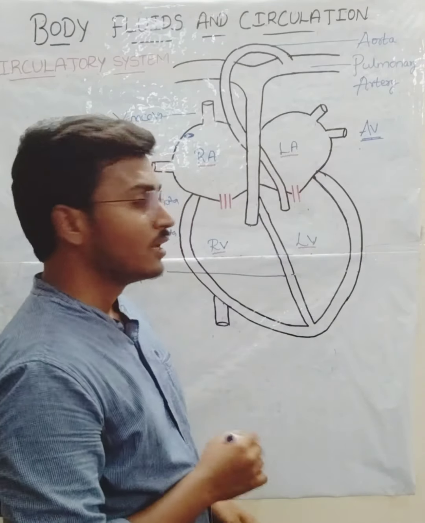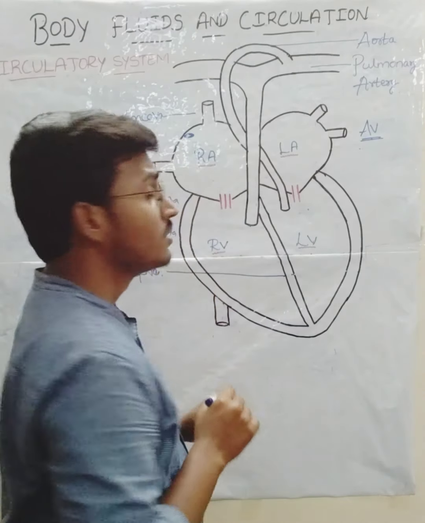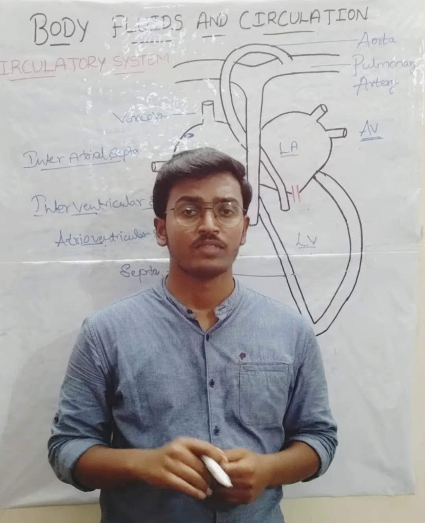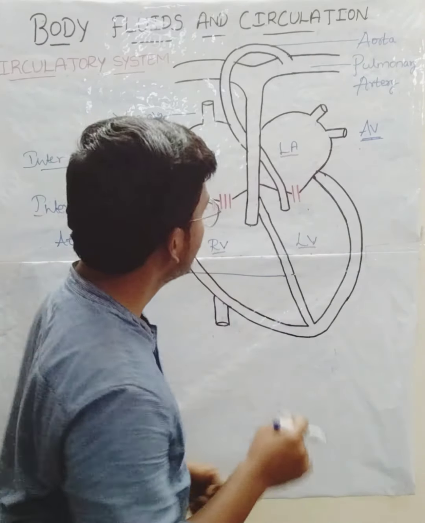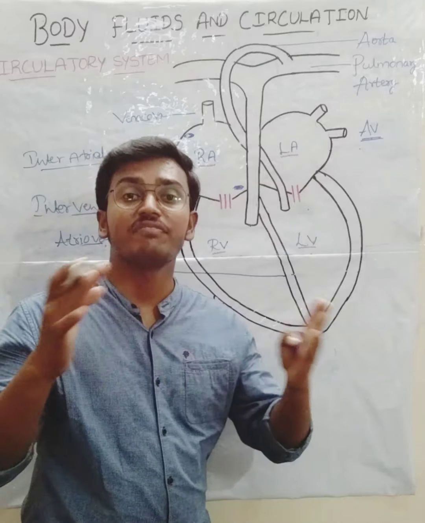I already told you the heart is made up of cardiac muscles, right? So there is a special tissue called nodal tissue. Here there are two nodal tissues. I'll tell you an example. There are two nodal tissues in the right atrium chamber, at different places.